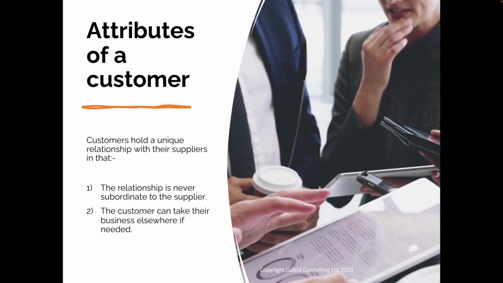The attributes of a customer are that the customer is never subordinate to the supplier. So they hold all the cards and all the power in the relationship. Essentially, the customer can take their business elsewhere if needed. They can buy from other suppliers, they can not buy at all, and they can haggle over price. So in terms of power play, the power resides in the customer as opposed to you as a supplier.